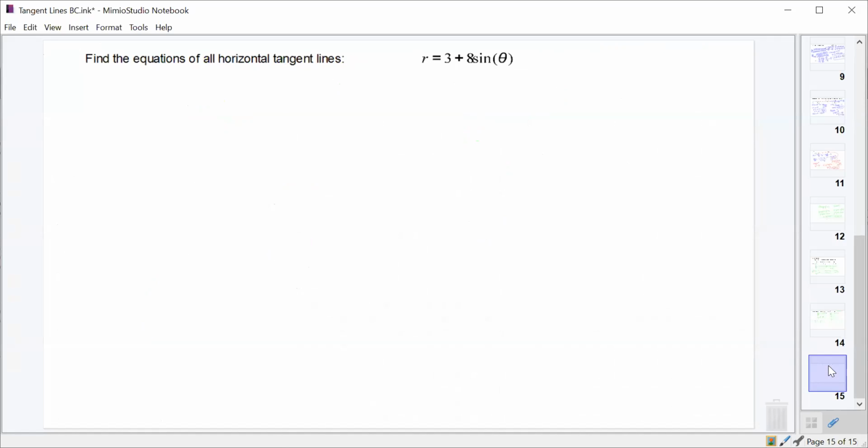All right, let's do one with polar. We've got about 15 minutes, so with any luck, that'll be enough time for this one. It's a little bit time consuming. So we're just looking for the horizontal tangent lines of r equals 3 plus 8 sine theta. So what's the first thing we should do?